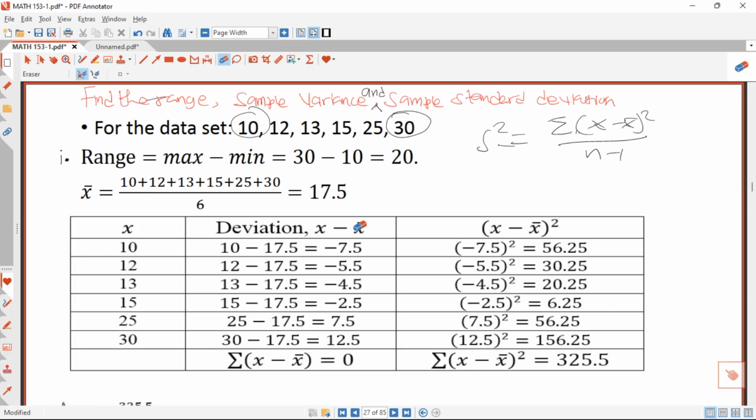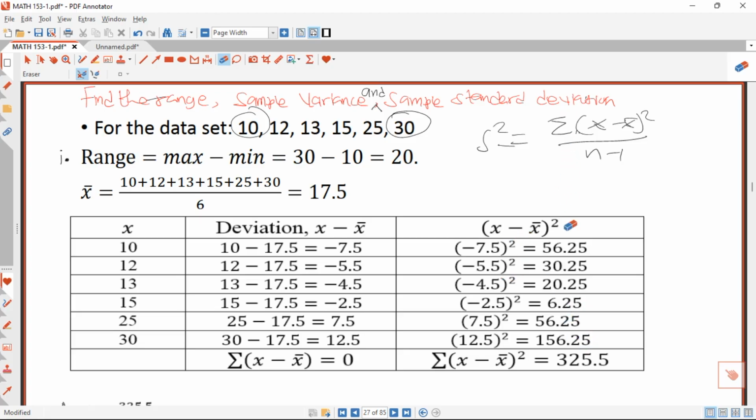So squaring the deviations, negative 7.5 squared will give us 56.25. Negative 5.5 squared will give us 30.25. Negative 4.5 squared will give us 20.25. Negative 2.5 squared will give us 6.25. 7.5 squared will give us 56.25. And then 12.5 squared will give us 156.25, right? So this is what we are going to have.